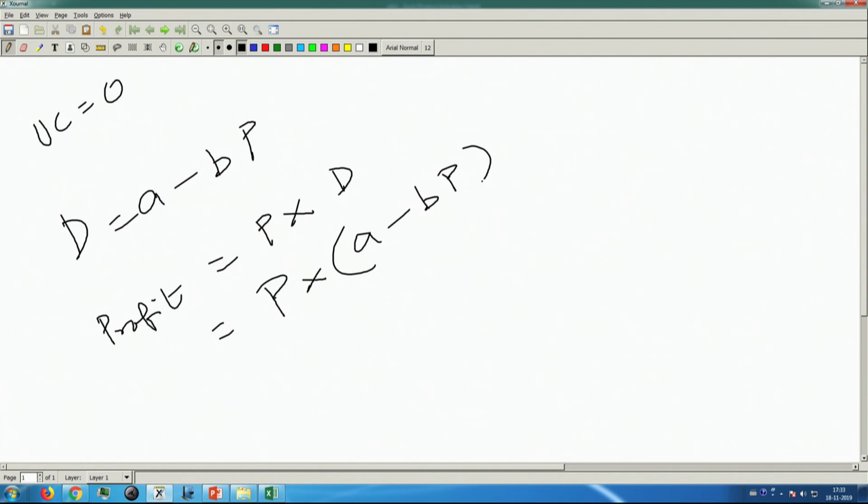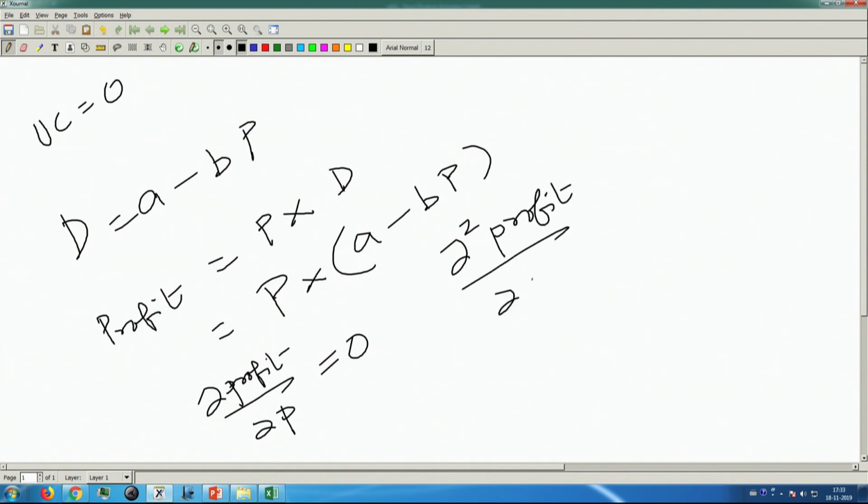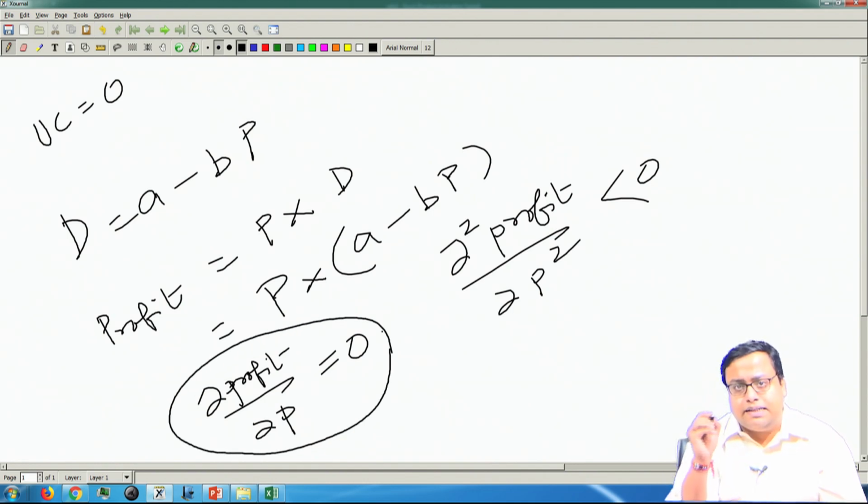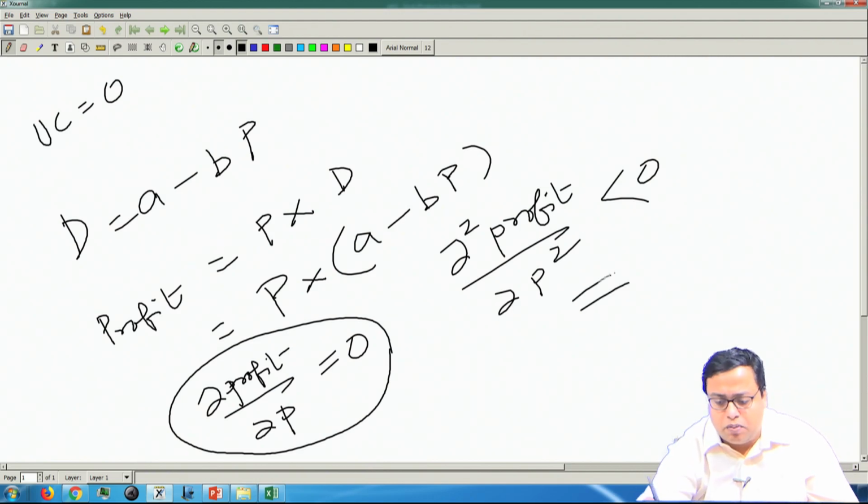What we do is try to find out at what point del profit by del P is equal to 0, and also del square profit by del P square is negative. That is where you find the maxima. This is from economics 101, basic economics. This is where profit maximizes. To check whether that point is a maxima or a minima, we have to do a double differentiation, and that double differentiation has to be negative.